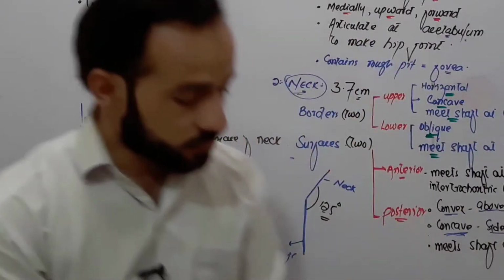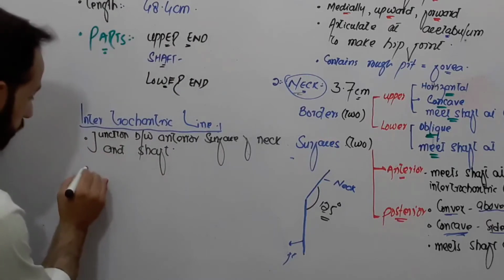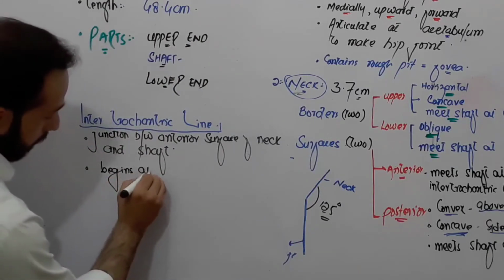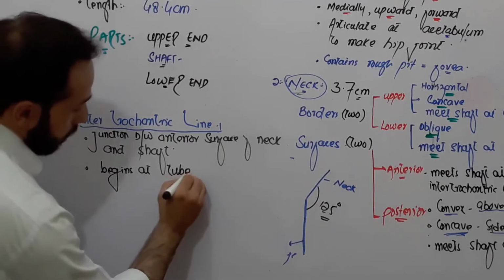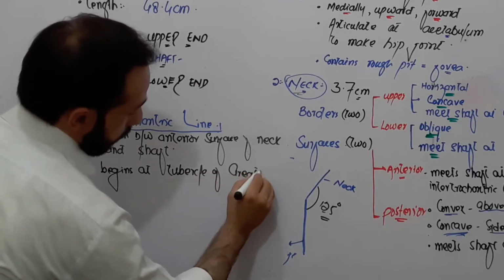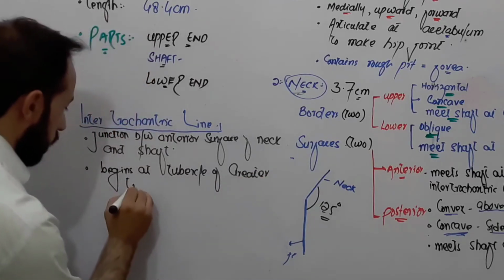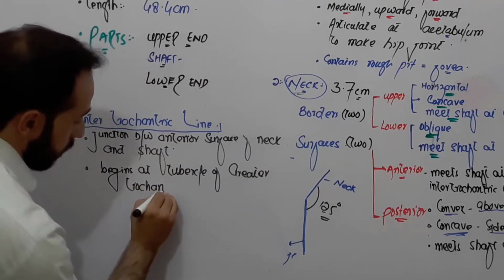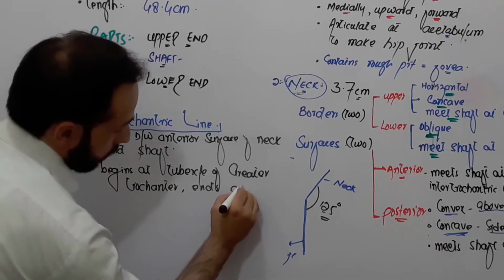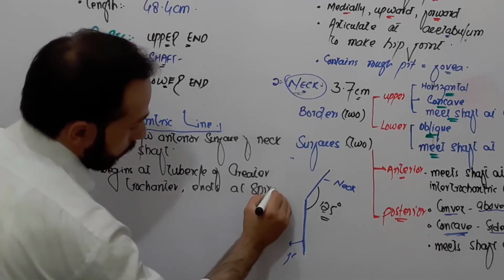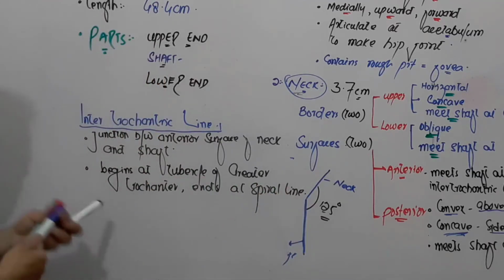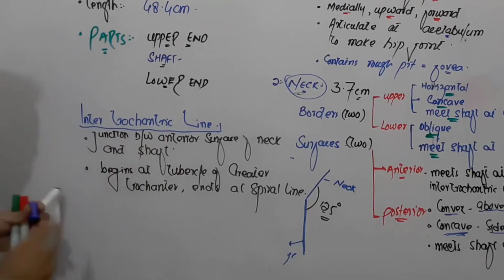line. Let's write these important points first of all. It begins at tubercle of greater trochanter, right, and ends at spiral line, right friends. Okay, this was about the intertrochanteric line.